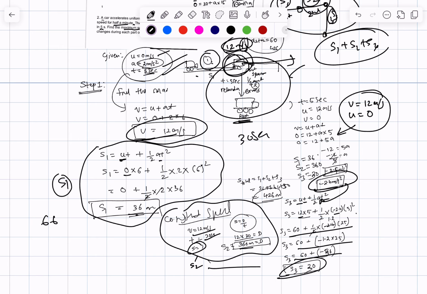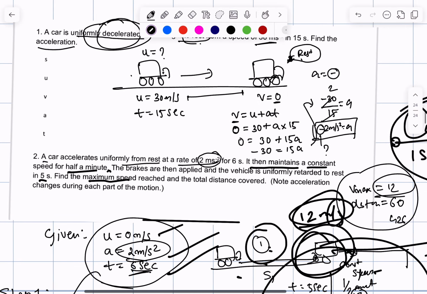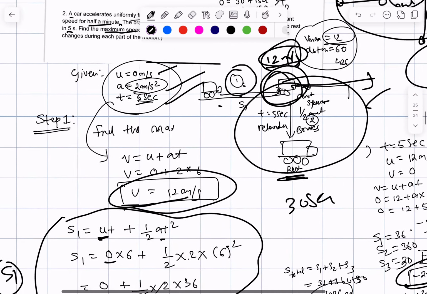Yes, sir. And you try solving this question on your own also. I will put this question in the group so that you can practice it yourself. Once you practice, you will get used to it.